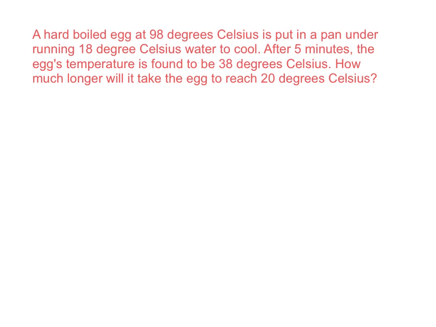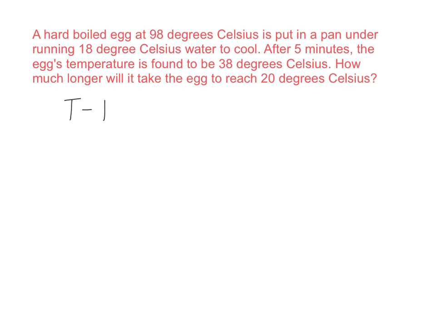So try to visualize this. After 5 minutes, the egg's temperature is found to be 38 degrees Celsius. How much longer will it take for the egg to reach 20 degrees Celsius? So we can see that we're talking about cooling and different temperatures, so we're going to, of course, use Newton's law of cooling. This is the equation that we have to have memorized.